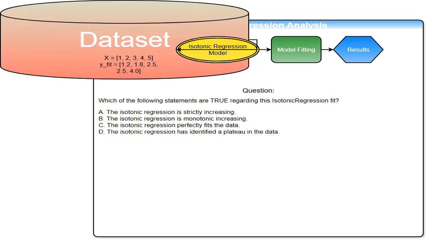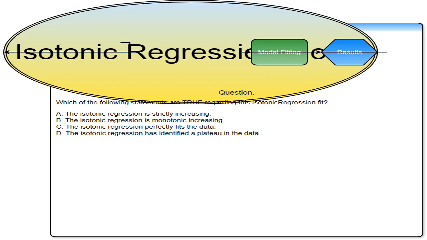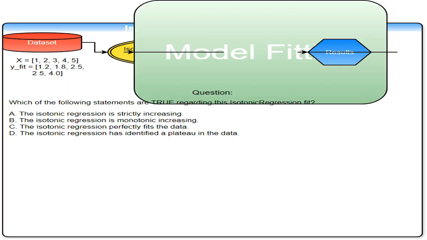This refers to the complete set of data points I'm working with, which includes both the input, x, and the output, y_fit. Think of it as the whole picture I'm studying. This is the specific type of mathematical model I'm using to describe the relationship between my input and output. It's based on the concept of monotonicity. This is the process where I apply my isotonic regression model to my dataset to find the best fitting relationship between my input data, x, and the actual measured outputs. Here are the answers or outputs of my model fitting process. The output, y_fit, reflects the model's predictions for the given input, x.